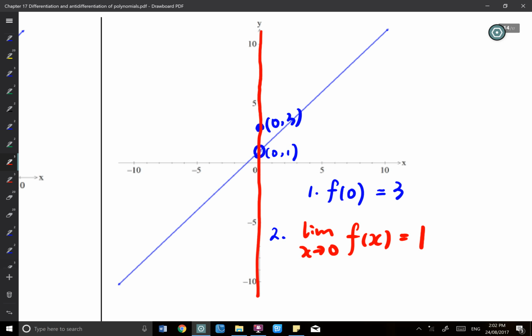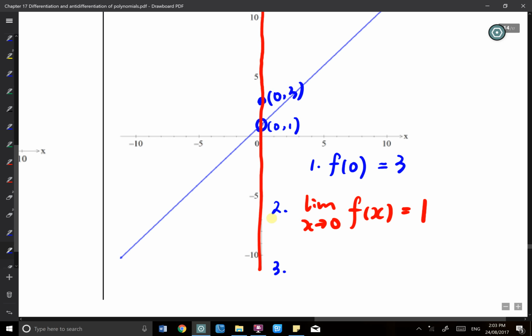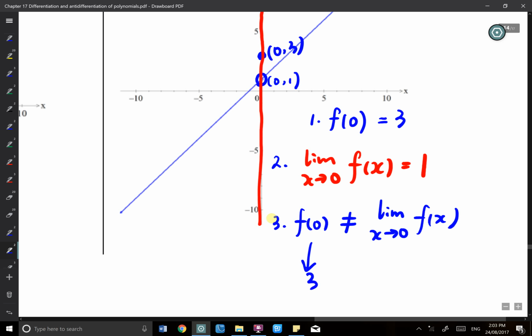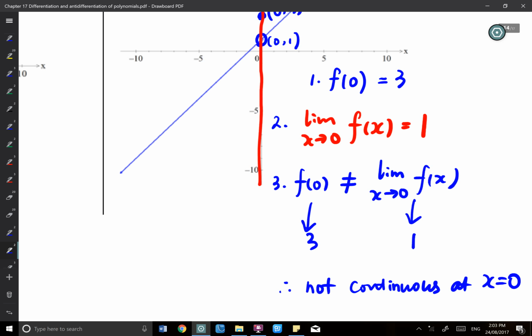Can you see number 1 exists, number 2 exists, but number 3 failed. Number 3 is F0 is not equal to the limit as x approaches 0 of f(x), because one value is 3 and one value is 1. So the conclusion is not continuous at x equals 0. Okay, so it's not continuous at x equals 0.